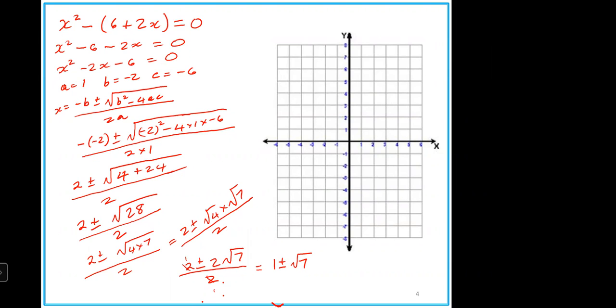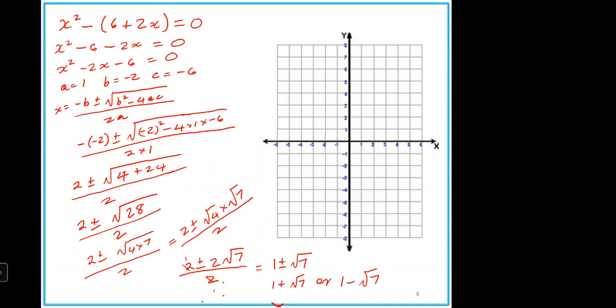So one of these answers would be negative, because the square root of 7 is going to be more than 1. So if you say 1 minus something that's more than 1, you can get a negative result. So the only answer that would work for us. The answer is either 1 plus square root 7 or 1 minus square root 7.